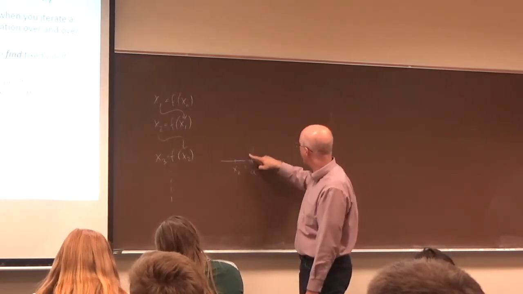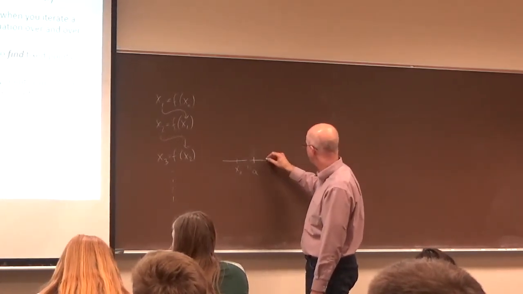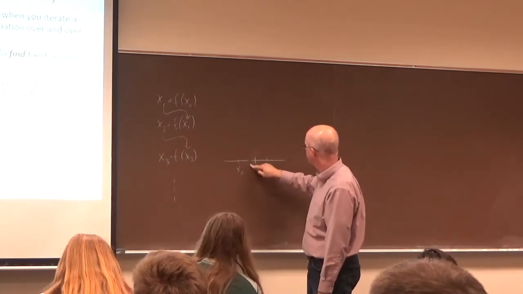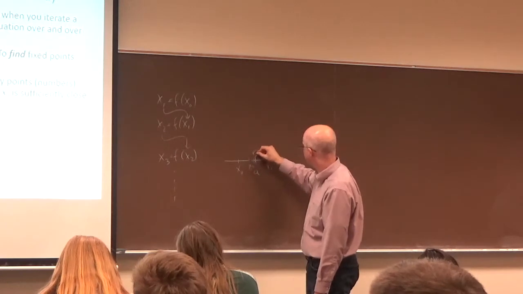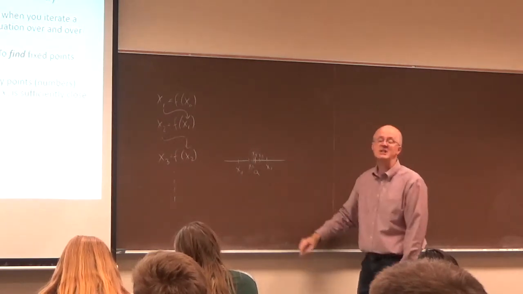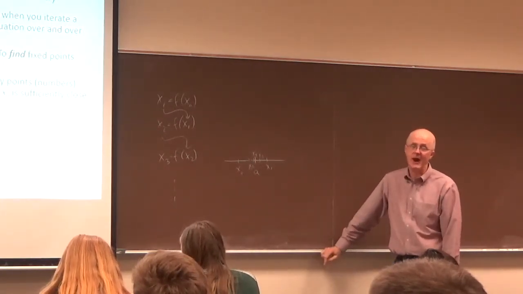It's possible for them to oscillate back and forth below and above A. This could be x1, then this could be x2, then this could be x3, then this could be x4. It's definitely possible to have an oscillation there. It still would be attractive.